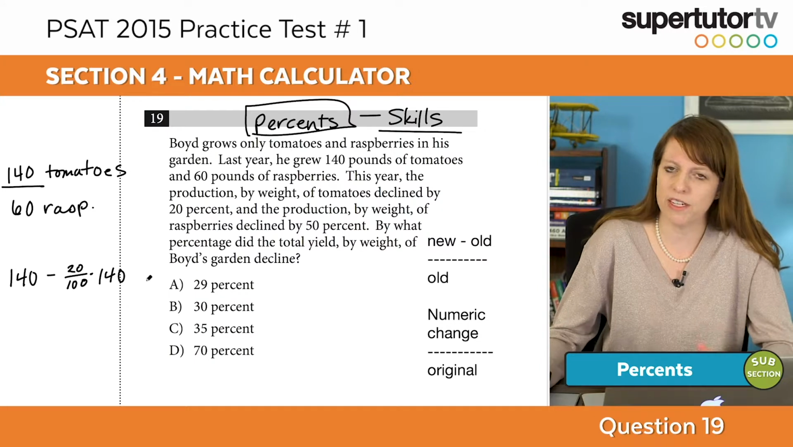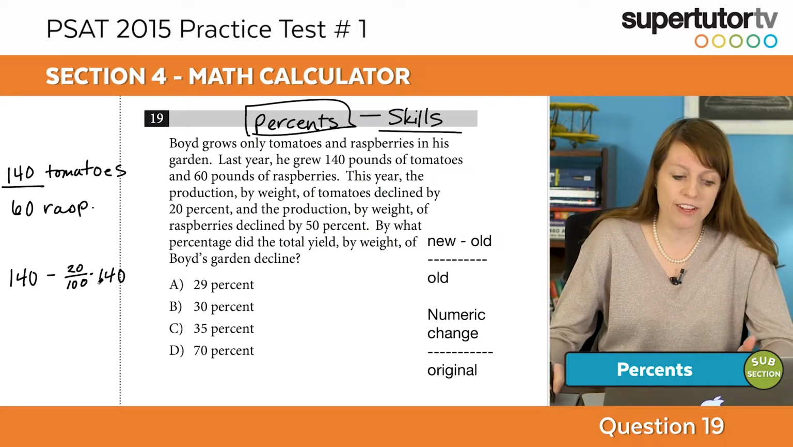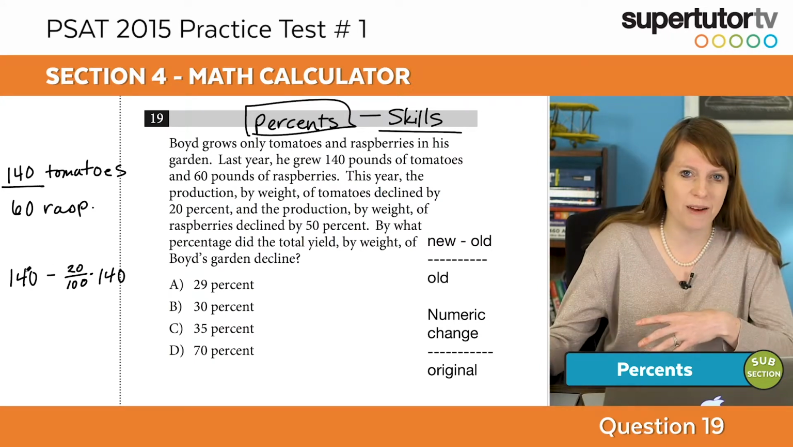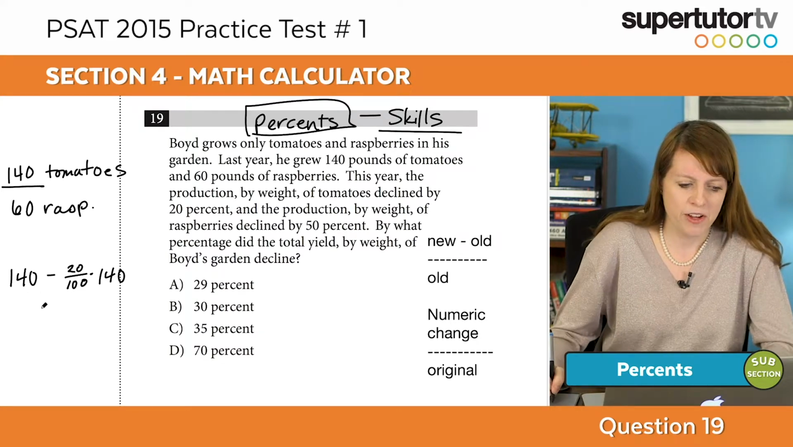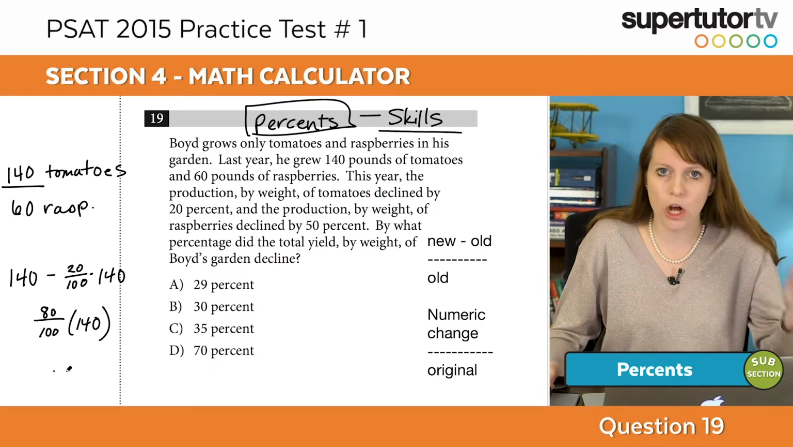That would create a 20% decline, right? But the shortcut for this would be to think, if I'm getting rid of 20%, I'm keeping 80%, right? So I could also do this in a single step by just writing 80 over 100 times 140. And remember, you can also write this as the decimal. If you like decimals better, that's always an option.